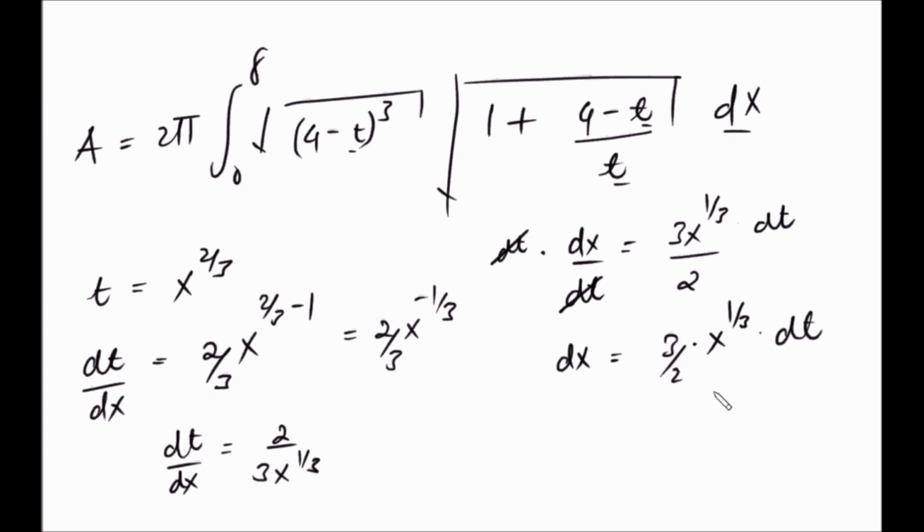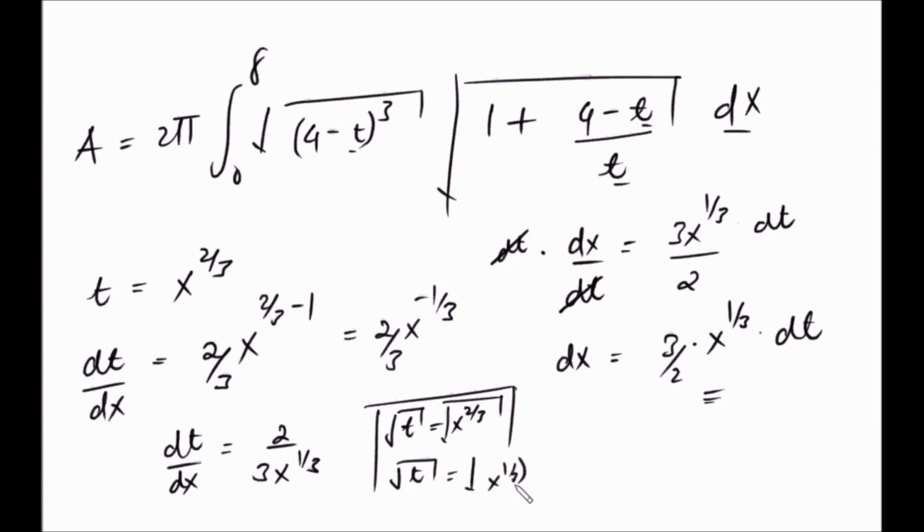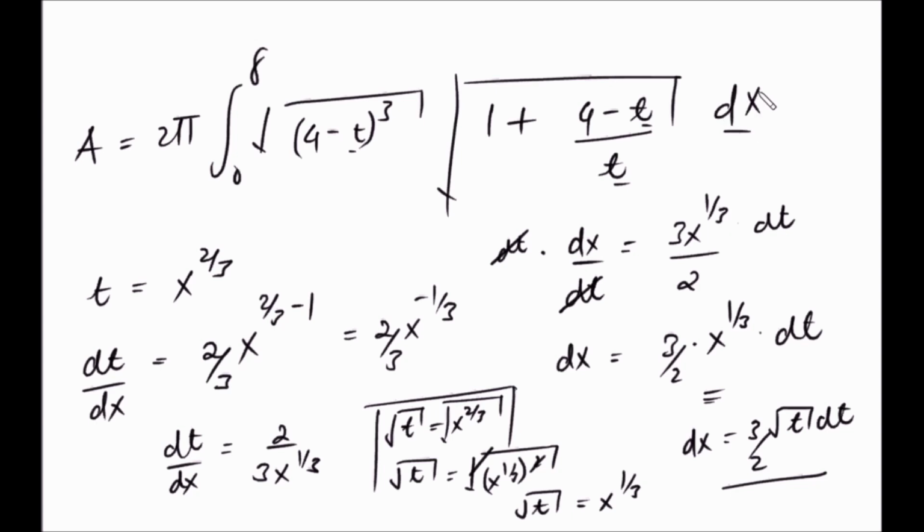So hapa kwenye dx niweke hii, lakini hii na yenyewe ina x. I want to eliminate this x. How will I do that? So nitengeneze kaubao hapa. T tumesema sasa na x power 2 over 3, square root ya t na square root ya huyu. So square root ya t itakuwa ni sawa na square root ya x power 1 over 3 squared. Si ndio hivyo? So square root ya square ni, kwa square root ya t ni sawa na x power 1 over 3. Kumbe x power 1 over 3 ni square root ya t. Kwa hiyo dx ni sawa na 3 over 2 square root of t dt. Sasa hii sasa ndo tutaiweka here.